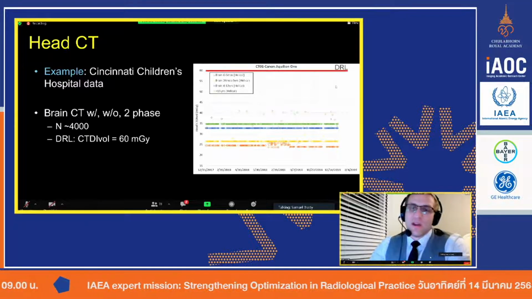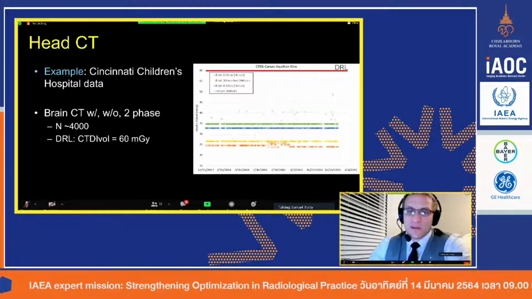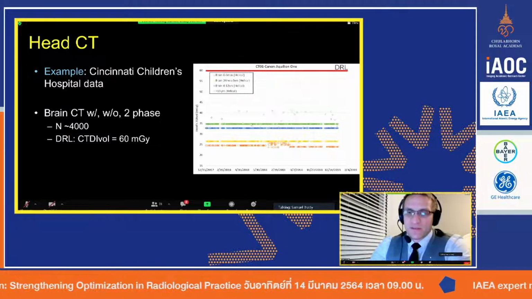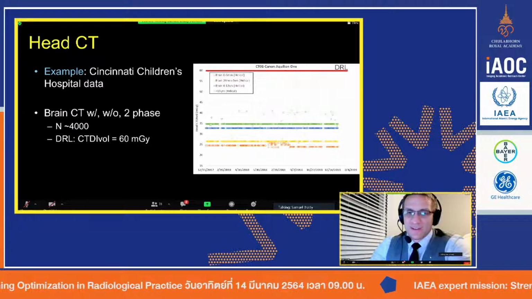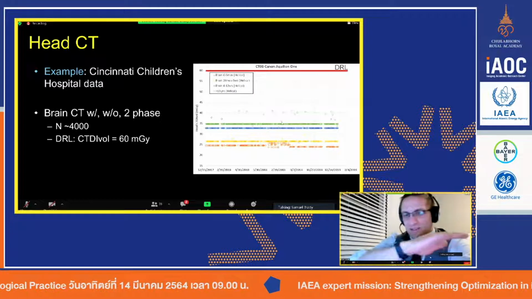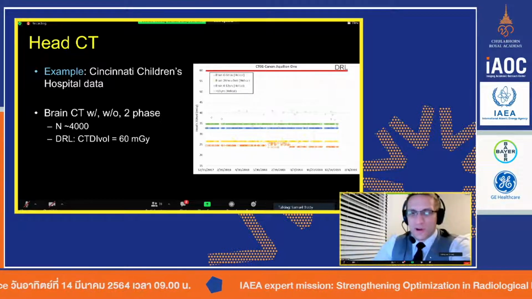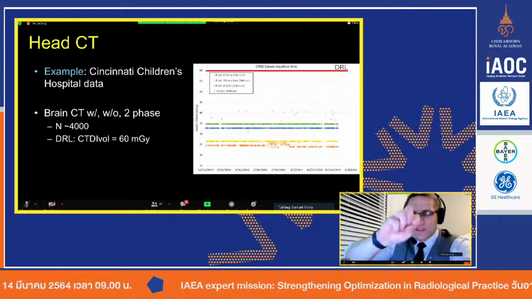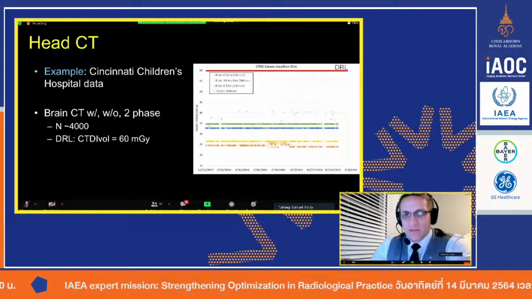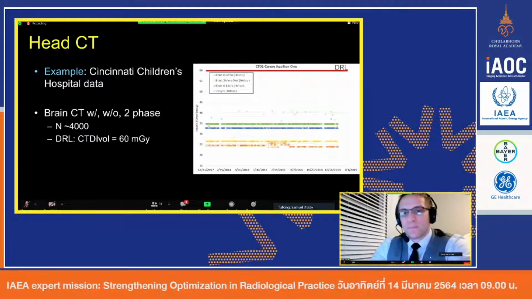The first thing you can do when you look at this data, and I should also point out, we used fixed mA, which is obviously apparent to you because the data is a flat line. It is horizontal. If you use tube current modulation, you would see a lot more scatter. But we just personally use fixed mA for a variety of different reasons.